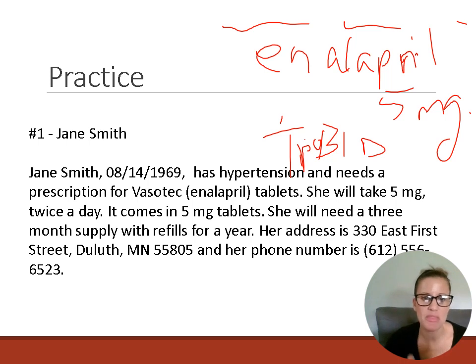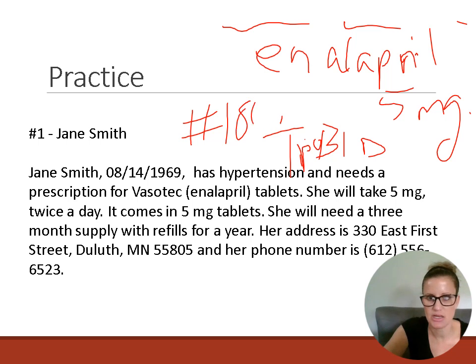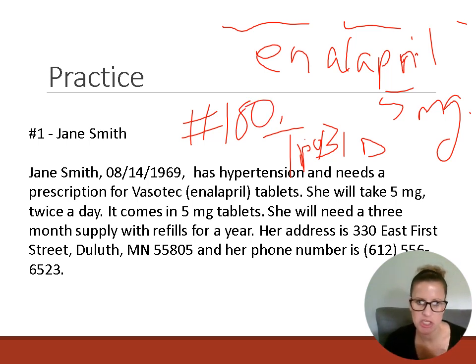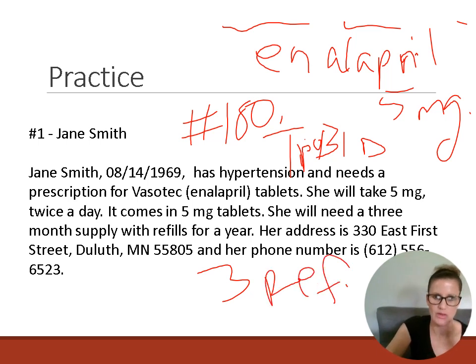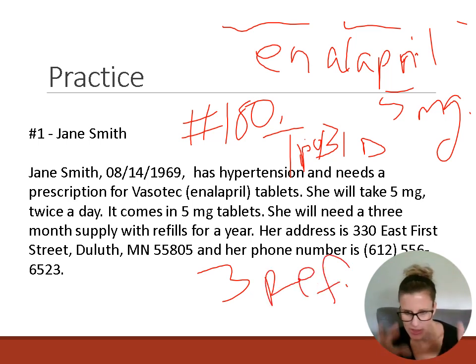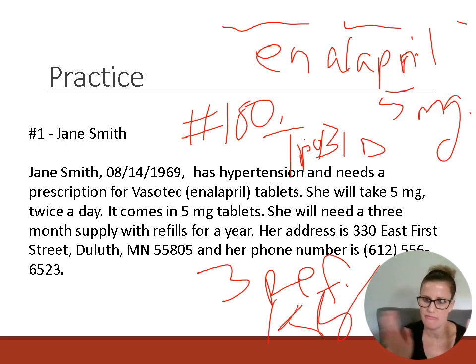She wants a 3-month supply. So 2 a day times 3 months, times 90. So that's 180, right? So dispense 180 tablets, and she needs refills for a year. So this prescription is going to get her for 3 months. And then I'm going to need to refill it 3 more times, right? So 3 refills. That'll get her through the next, this is 3 months and then 9 more months. And then I'm going to sign and put all of my info on there.